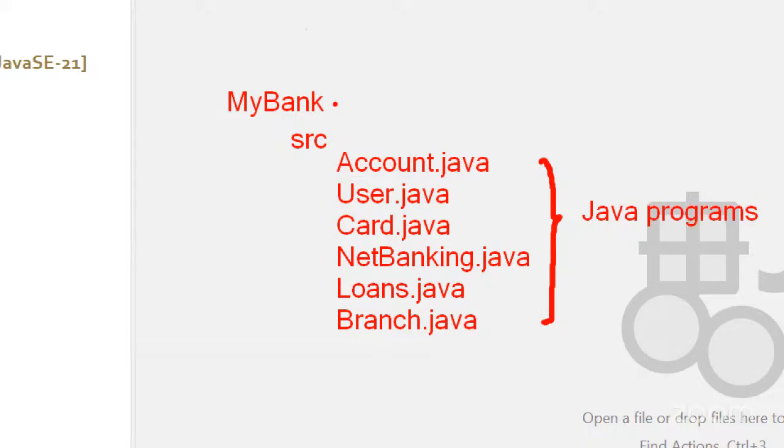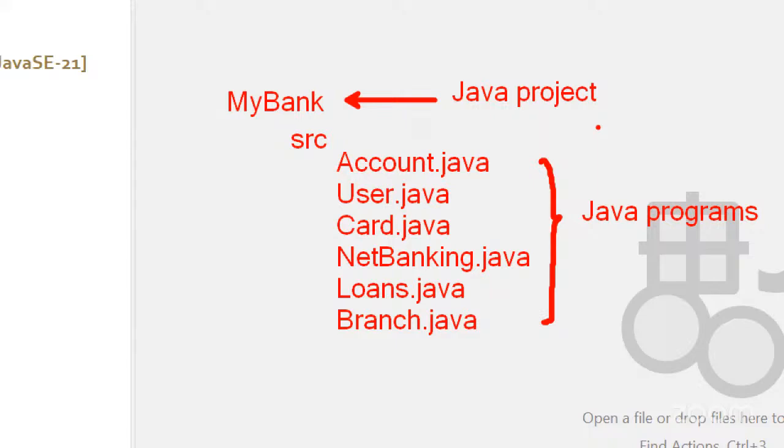Tell me, what is the Java project name? My Bank. My Bank is the Java project. Account.java, user.java, card.java, etc. are all called Java programs. Now, does this project contain one Java program or multiple Java programs? Tell me, does one real-time project contain one Java program or multiple Java programs? Multiple Java programs are there for every real-time project.